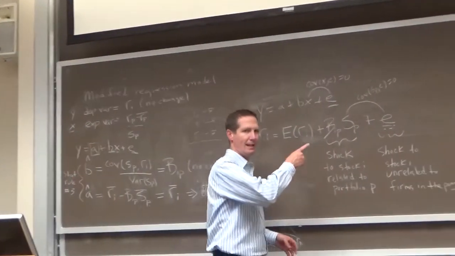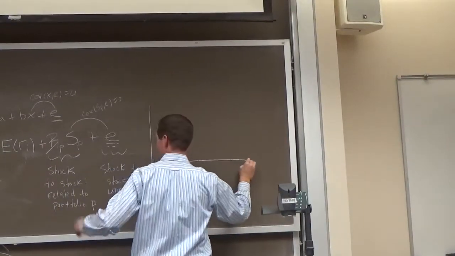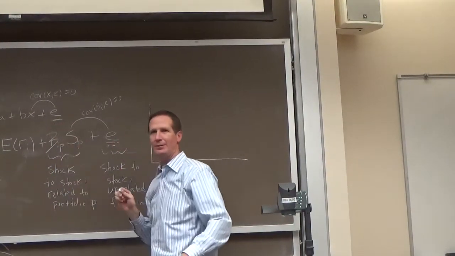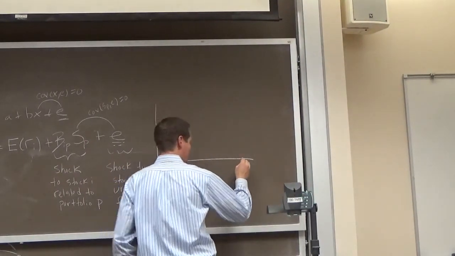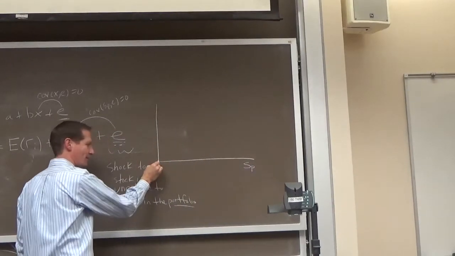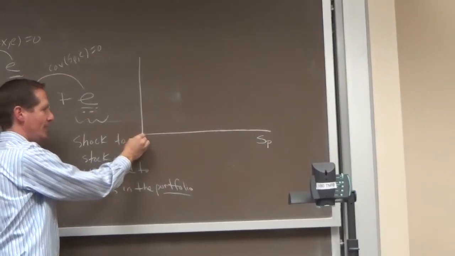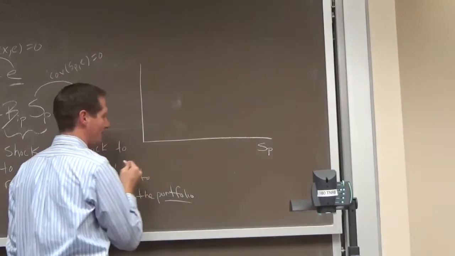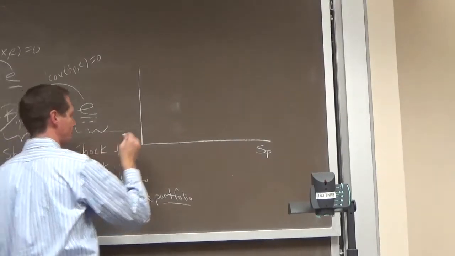So, is the camera catching this stuff over here? So let's draw a picture of this equation right here. Pictures are helpful for some people. So on the x-axis here we have the shock to the portfolio. When the shock to the portfolio is 0, that means the portfolio returned what we expect. As we go out over here, we get a positive shock to the portfolio. Over here we get a negative shock to the portfolio.